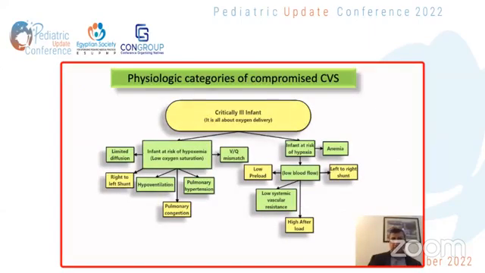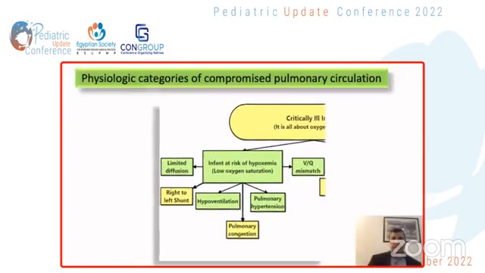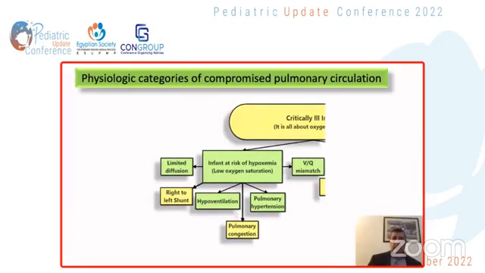Now let us discuss the second part of the cardiovascular system: the pulmonary circulation, or the respiratory-related combined with cardiovascular-related hypoxemia. So it could be hypoxemia, it could be respiratory related or cardiovascular related. As you can see here, it could be related to limited diffusion, right to left shunt, intrapulmonary or intracardiac right to left shunt, hypoventilation, pulmonary congestion, pulmonary hypertension, or VQ mismatch.